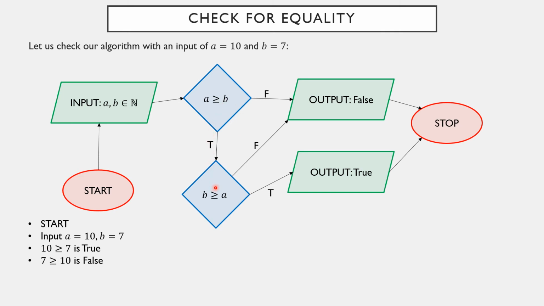So now I'm here, and now I ask, is b bigger than or equal to a? Is 7 bigger than or equal to 10? Well, that's false, so I follow the false arrow. So I output false, and then I stop. So indeed, if a is 10 and b is 7, and I check, are they equal to each other? I got the correct output, false. They're not equal to each other.